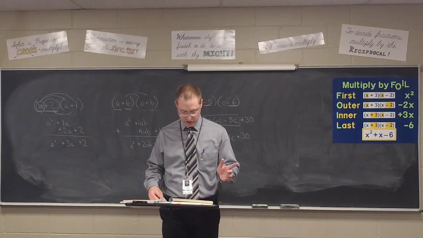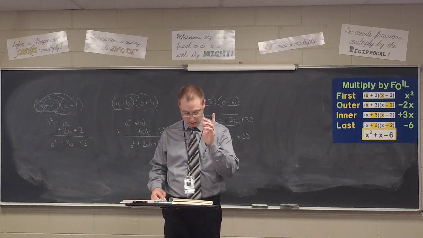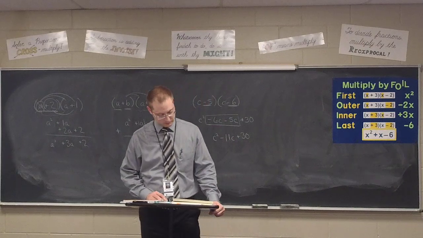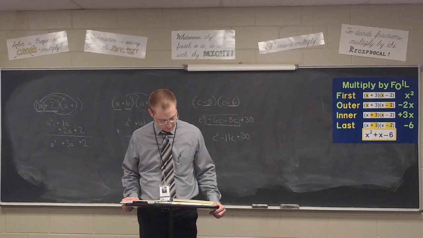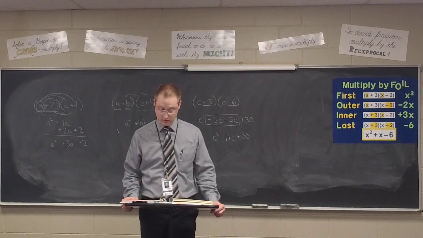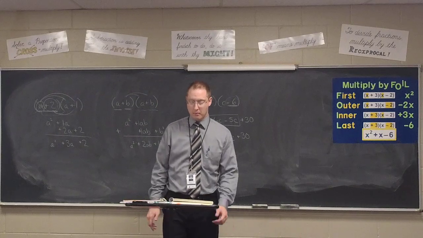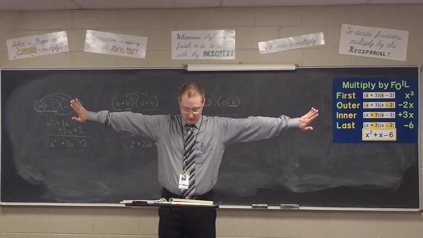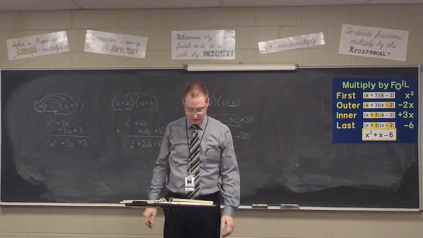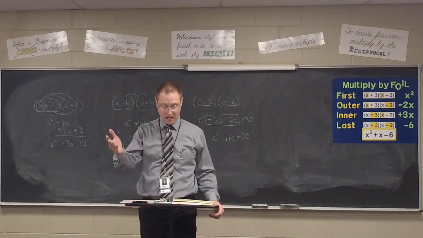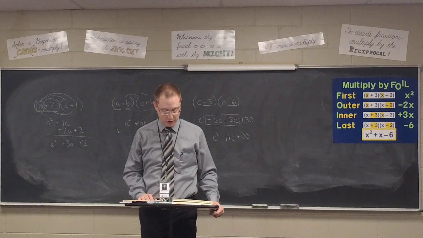Our first, and this time let's start with Lana. X squared. Good. Outer, Joshua. Negative 11x. Good. That's your outer. Then come back to the inner, Lana. Positive 12x. And Joshua already gave us our last, which was the negative 132.